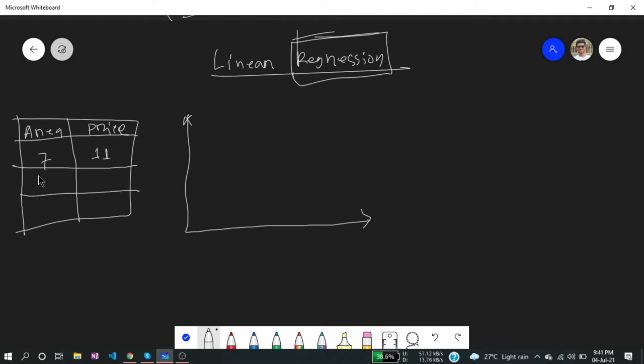Then you have an area of 2 acre, then you can say the price is 4 lakh. I'm just keeping random numbers, don't take it seriously. Suppose you have 17 acre as your area, then your price is 15 lakh. So this kind of data you have.